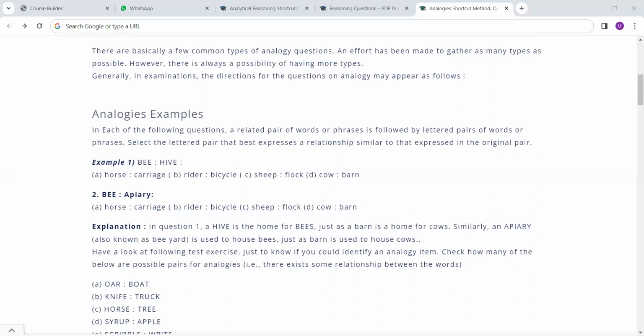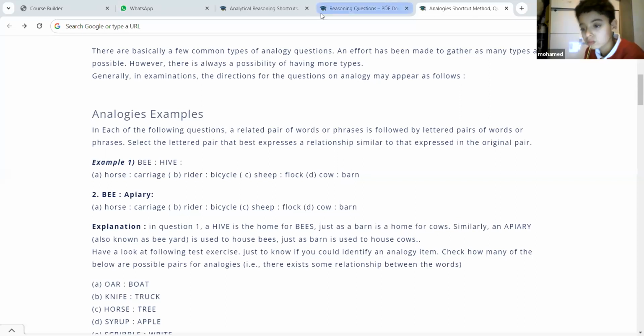Sharing my screen. Okay, is my screen visible? Yes. Yes.